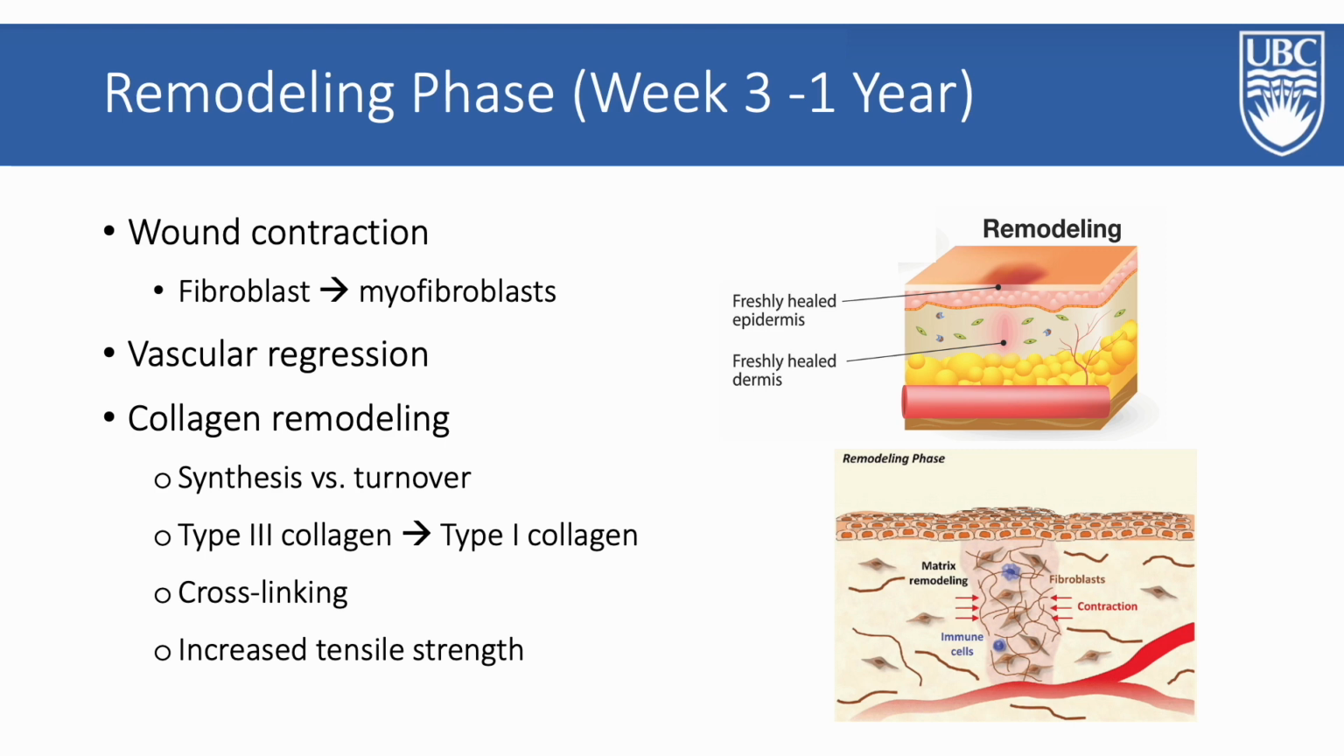An equilibrium between collagen synthesis and turnover is reached. Over time, the initial collagen produced, type 3 collagen, is replaced by stronger type 1 collagen. The wound's tensile strength peaks at approximately 2 months with 80% of pre-injury strength.